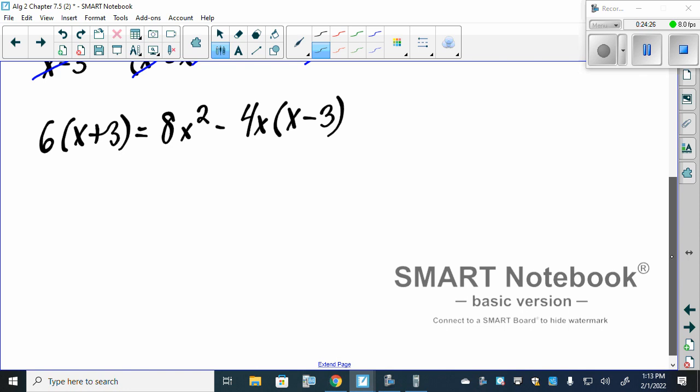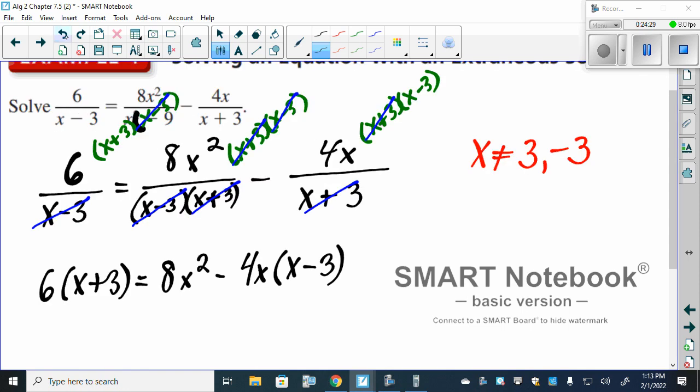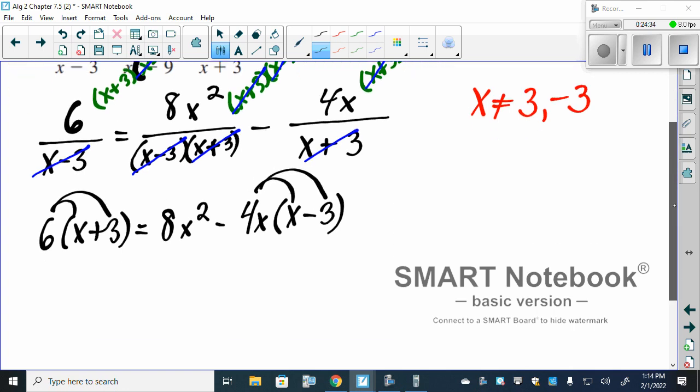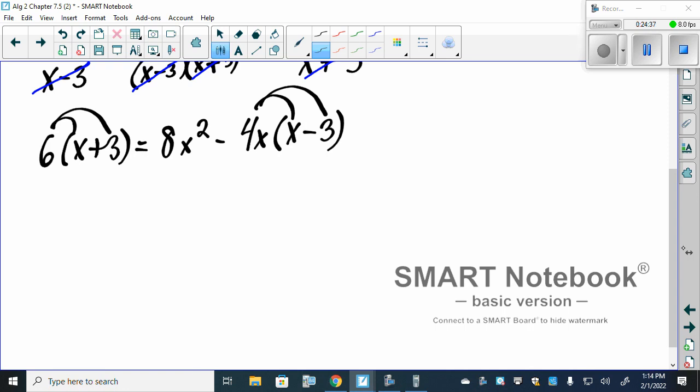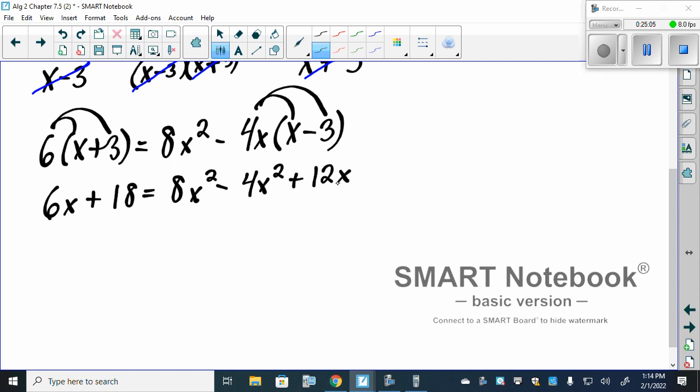Now at this point here, we do need to distribute. So distribute the 6 and distribute the negative 4x. So if we distribute the 6, well, 6 times x would give us 6x plus 6 times 3 is 18, is equal to 8x squared minus, well, negative 4x times x is going to be negative 4x squared, and negative 4x times negative 3 is going to be plus 12x.